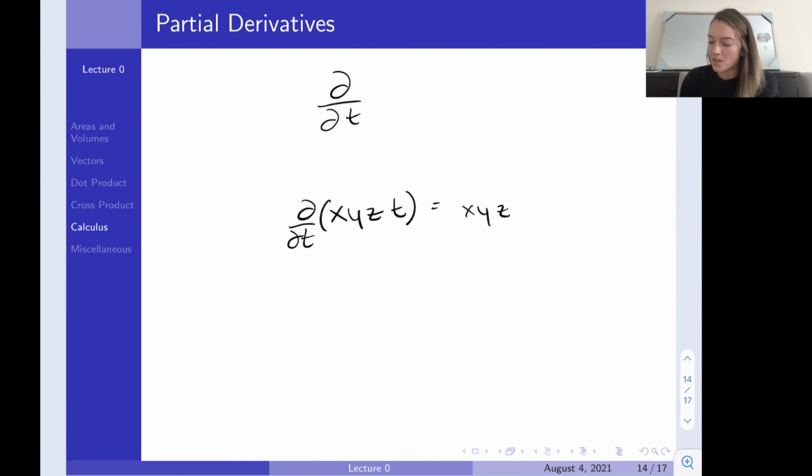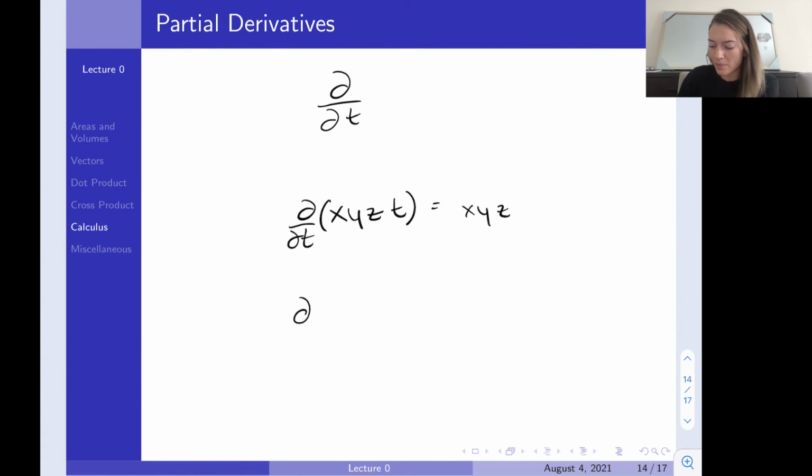And that's it. So yeah, the partial is actually really easy. It couldn't really get easier. You just treat all the other variables as constants and take the derivative with whatever variable it says to right here. And that's really all there is to partial derivatives.